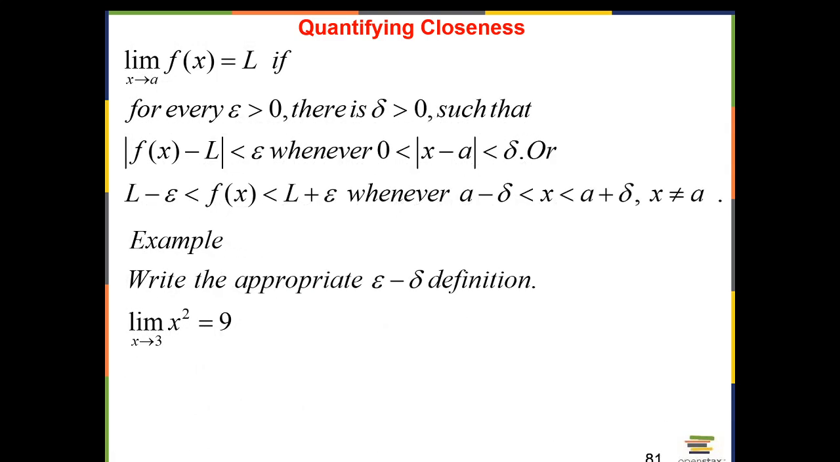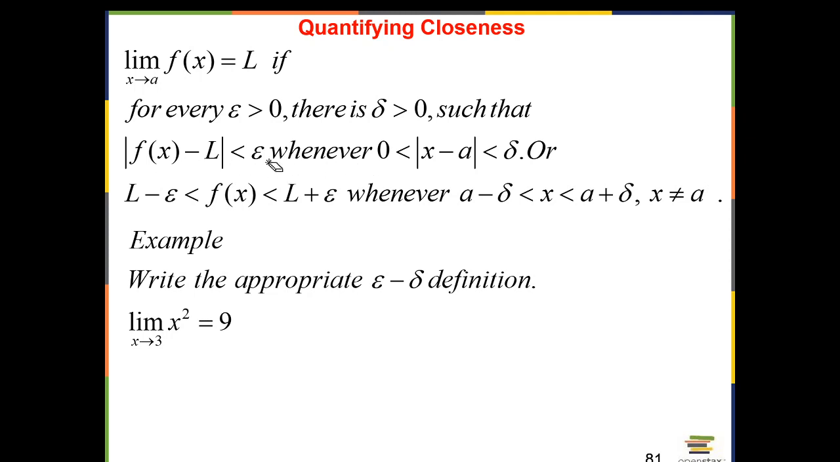All right. So here is an example. Suppose we have limit of x squared equals 9 when x approaches 3. How do we write the definition for this? Well, we always start with this. We start with, for every epsilon greater than 0, there is a delta greater than 0 such that, well, here f of x is x squared and L is 9, right?